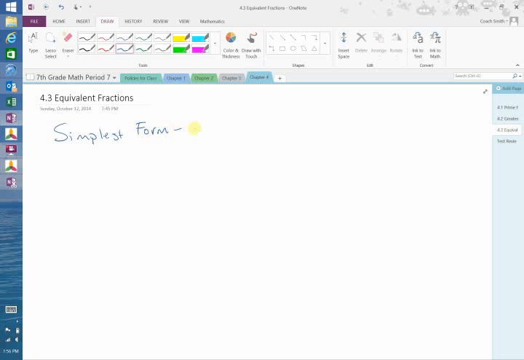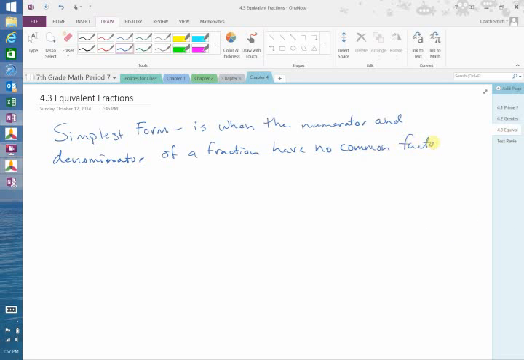Simplest form is when the numerator and denominator of a fraction have no common factors between them.